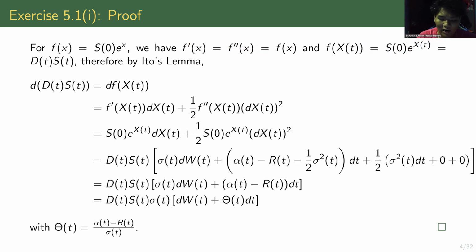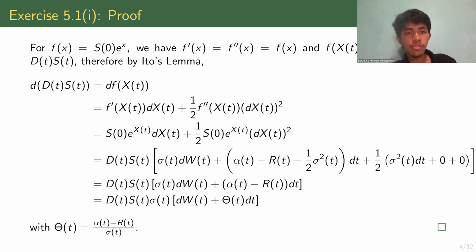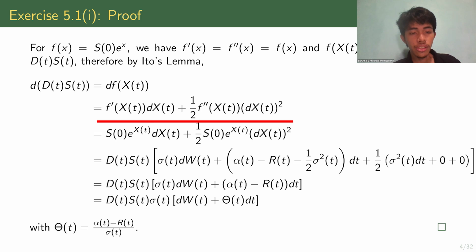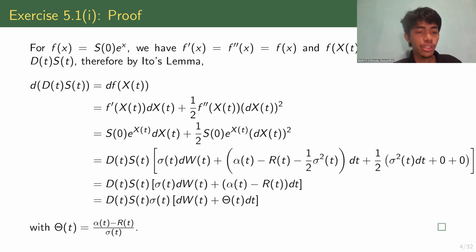Then we now apply Ito's lemma, which is essential in stochastic calculus for finding the differential of a function of a stochastic process. We apply it to f(X(t)) equal to S(0) times e raised to X(t). So by using Ito-Doeblin's formula to compute for df(X(t)), we get d(D(t)S(t)) equals df(X(t)). We change df(X(t)) to f prime X(t) dX(t) plus 1/2 f double prime X(t) dX(t) squared.